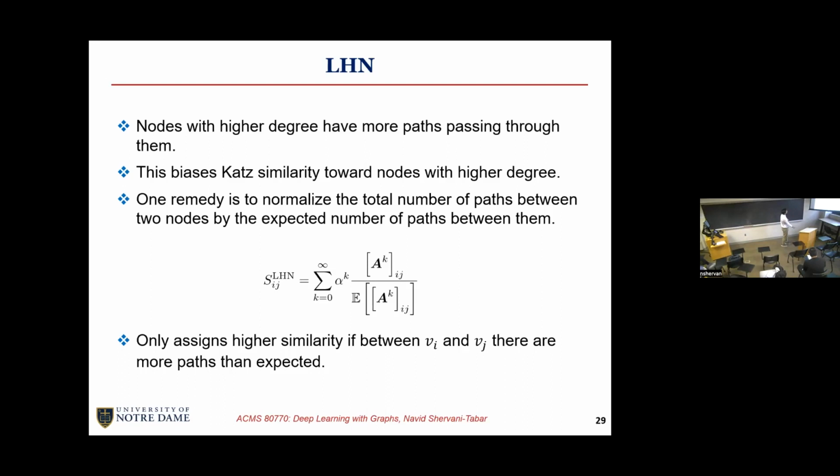So here is how that will look. This is called the LHN measure of similarity. It is named after the three people who wrote a paper on this. I just know N, which is Newman, if I'm not mistaken, the author of one of our textbooks. Based on that, we have the same relation as Katz similarity, but we are dividing the different powers of the adjacency matrix by the expectation of the different powers of the adjacency matrix.